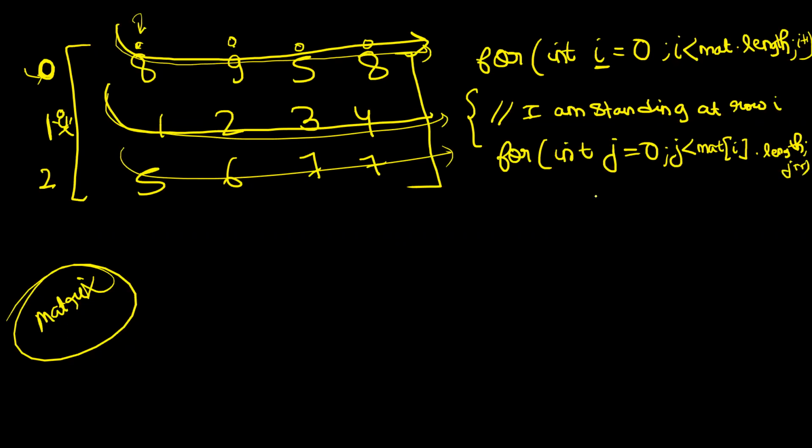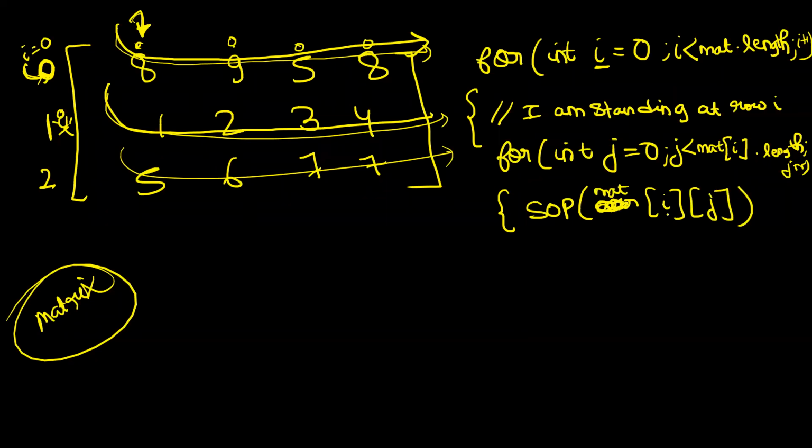Jaga kam pad gaya, but you understand, right? Now what will I do? First of all, j will be at index 0. So my row is i equal to 0, j equal to 0. I will print System.out.print arr of i j, or mat of i j. So I will print the element at index 0, 0.